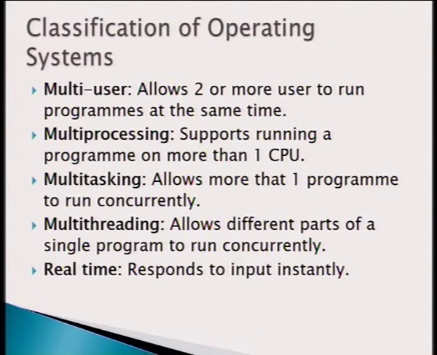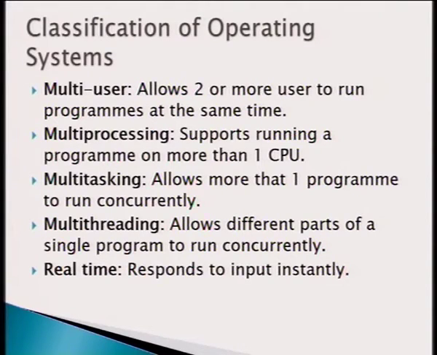The multitasking is a type of operating system that allows a user to perform more than one task at a time. It allows a user to operate more than one program at the same time. Multi-threading is a type of operating system that allows different parts of a single program to run concurrently.